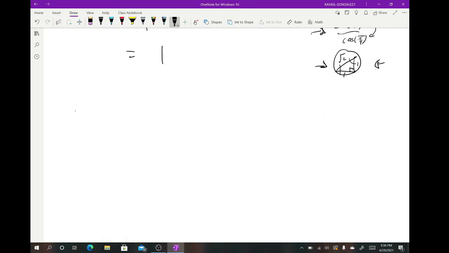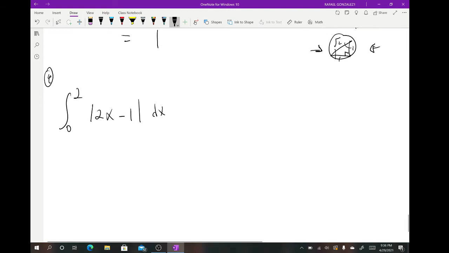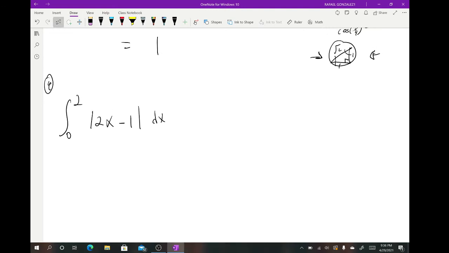Let's do one involving the absolute value. I believe this is number 4. So let's evaluate the integral from 0 to 4 of the absolute value of 2x minus 1 dx. First of all, let's remember what the absolute value graph looks like. The absolute value of x graph looks like this. This is y equals absolute value of x.